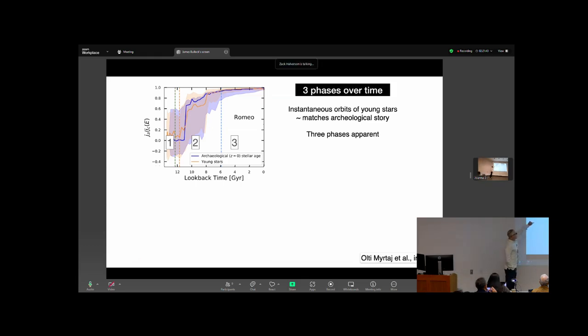The blue line is archaeological, the orange is young stars, and you see if you're just looking at young stars, it actually traces the archaeological picture fairly well, which is also nice. You can sort of think about this archaeology as really tracing back in time. Of course, there's been disk heating at late times, etc.